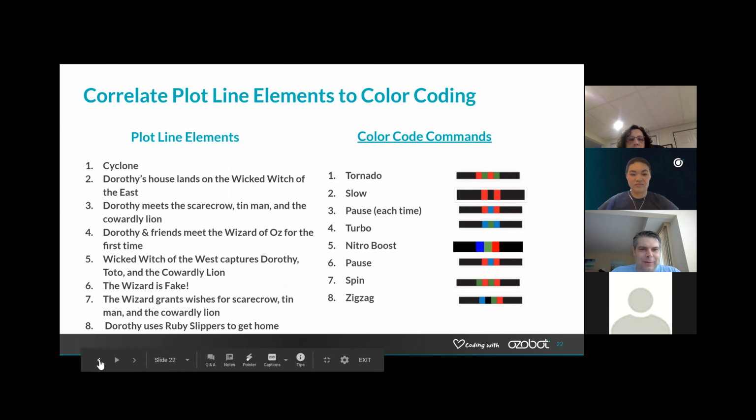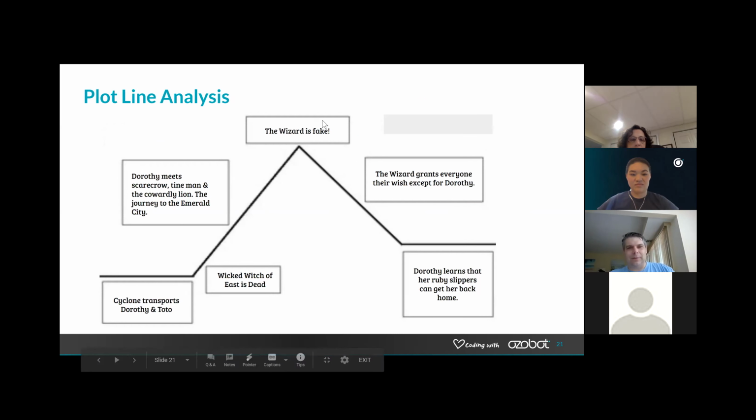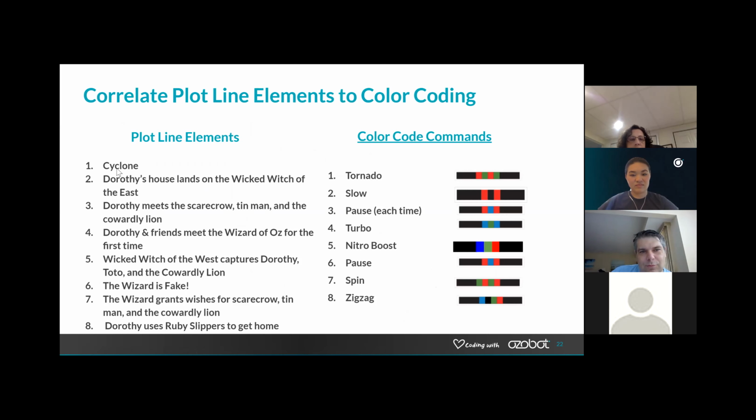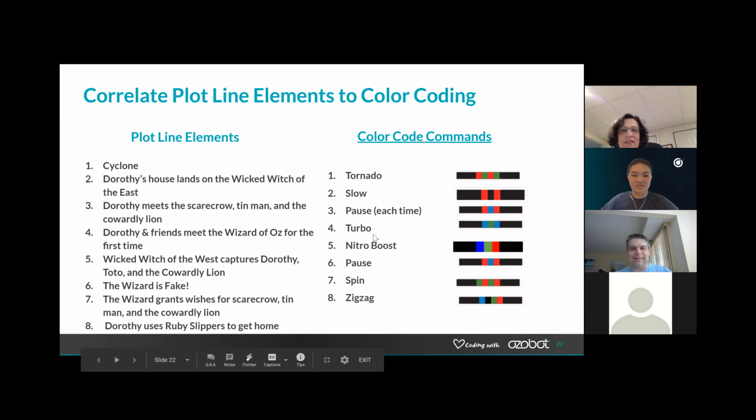So if we go back real quick, the student had plotted out their plot line, and now they program what's going to happen with Dorothy, the robot, when they get to certain things that they have plotted. So we have all the things right here of what the students have done. When they get to certain points in the plot line, we have all the plots right here, from the cyclone to we find out the wizard's fake. So that's all the plotline stuff.